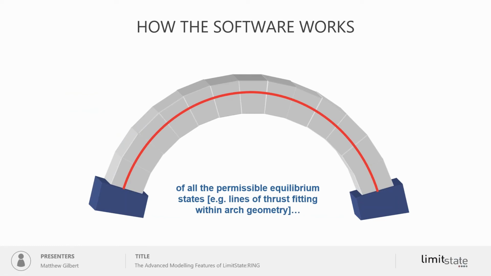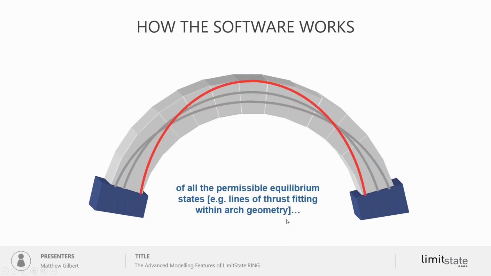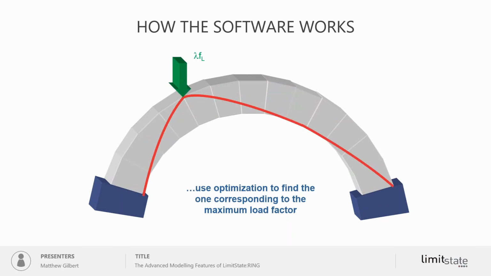and what we do to find a solution is we look at all the possible equilibrium states, which we can visualize as lines of thrust that fit within the arch geometry. And we know, because it's a statically indeterminate structure, that there are many of these. But of all these, we use optimization to find the one that corresponds to the maximum load factor when using the software in normal mode.